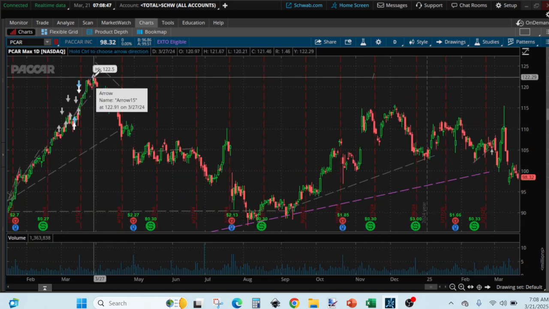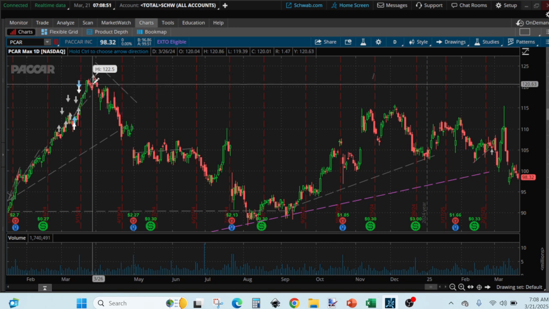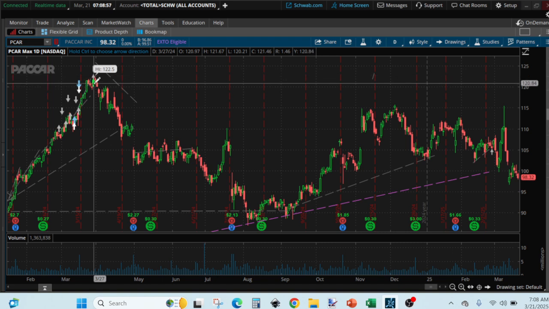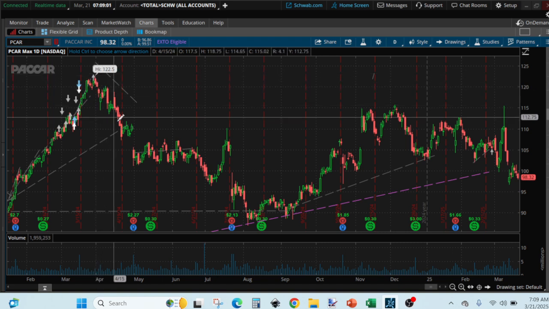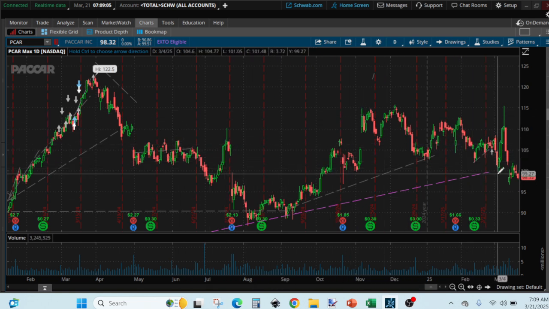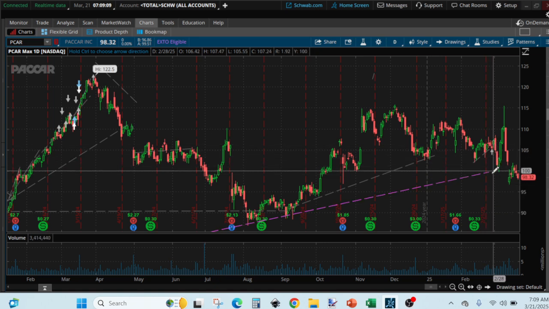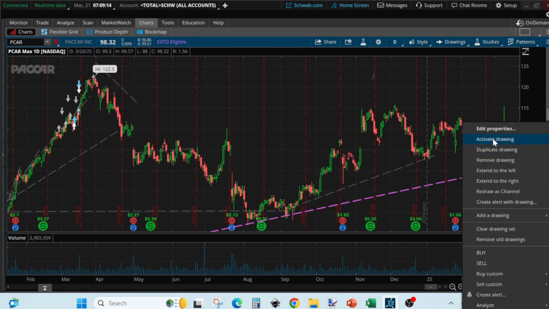Although we purchased PCAR before, right there, shortly before it reached a high, and it pulled back on us ever since. So when it was close to this trend line here, we bought it again. But yesterday the price went down.